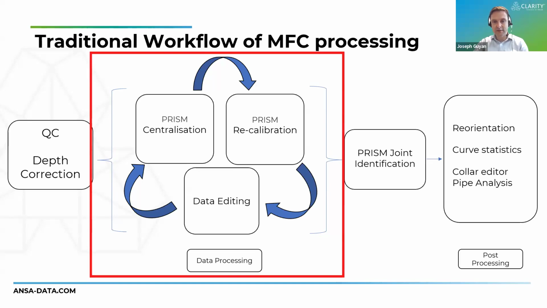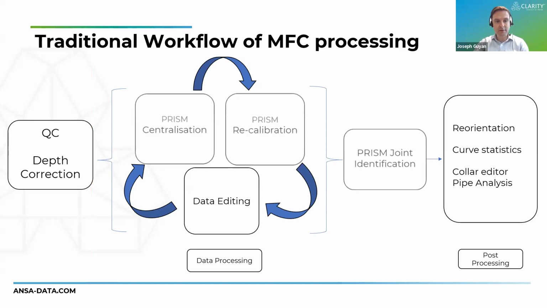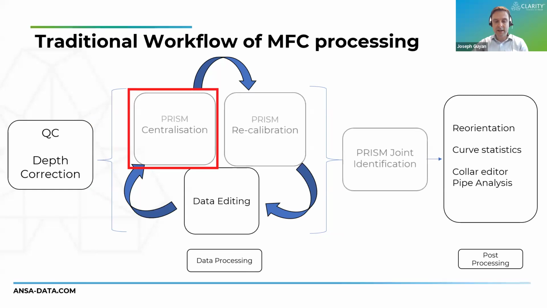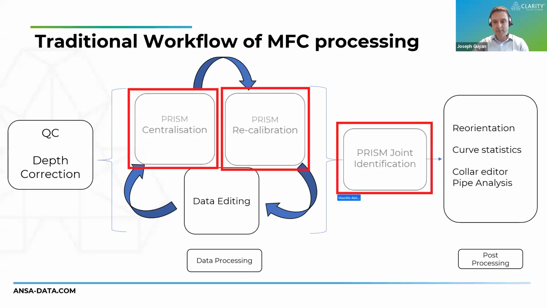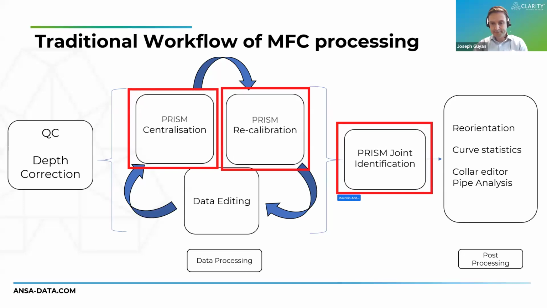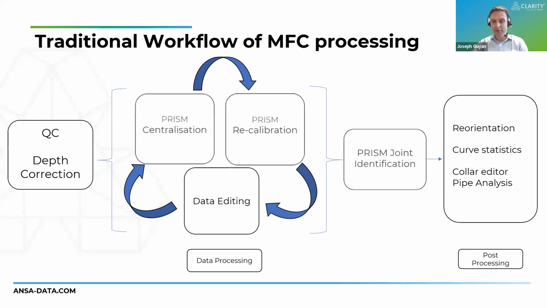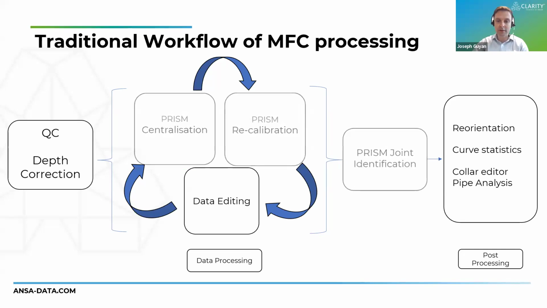One stage, which is the first one we're going to talk about, is centralization. I'll give you a brief description of that, but we'll also touch on what we call recalibration and something closer to the post-processing stage, which is Prism joint identification. We've covered the whole process in a couple of videos that we've got on YouTube. So just search for our company, ANSA Data Analytics, and you'll find them.